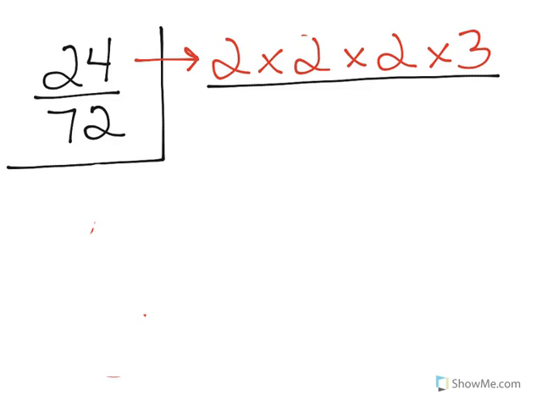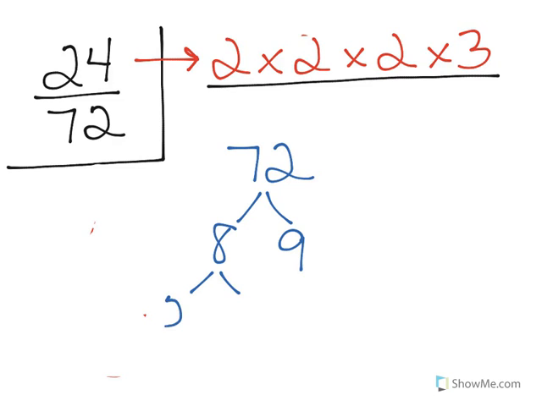I've rewritten the prime factorization of 24 above, so we have room to do our prime factorization of 72. 72 can be broken down into 8 times 9. Both of these numbers are composite and they can be broken down further. 8 can be broken down into 2 times 4. 2 is prime, so I'm going to circle that. 4 can be broken down further into 2 times 2.